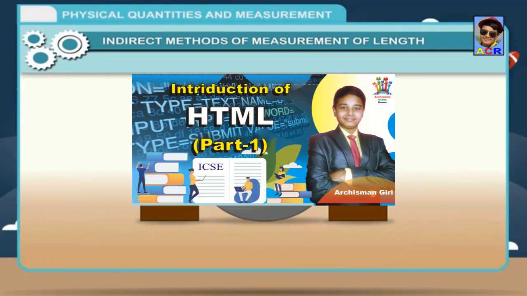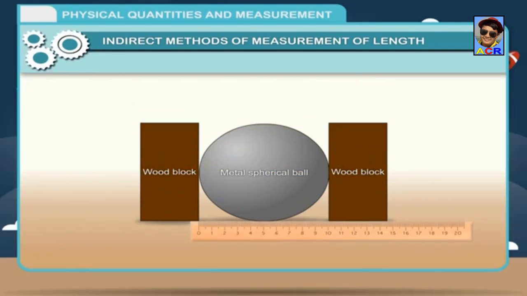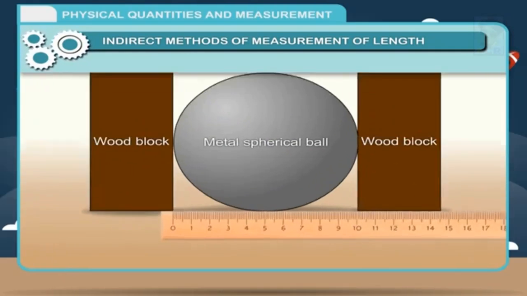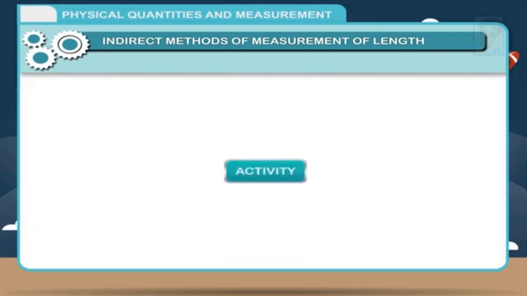Mark the point of contact of the sphere with the blocks. Using a ruler, measure the distance between the inner faces of the two blocks which are in contact with the sphere. If the ruler is placed as shown in the figure, the difference between the two readings on the ruler gives the diameter of the sphere.